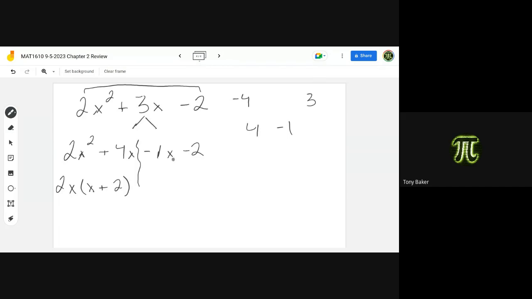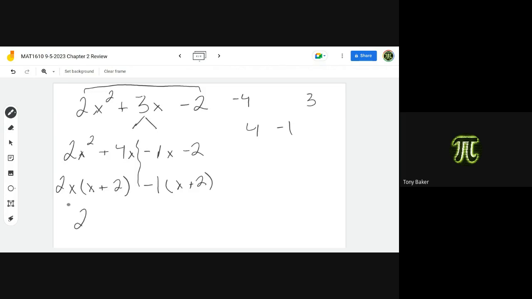What can come out of this side? And you always take that sign. No matter what it is there, you always want to take that sign. So -1 comes out, and I'm again left with x plus 2. If you did it right, the parentheses should be the same. If you didn't, fix something. You either picked the wrong numbers or you factored incorrectly.